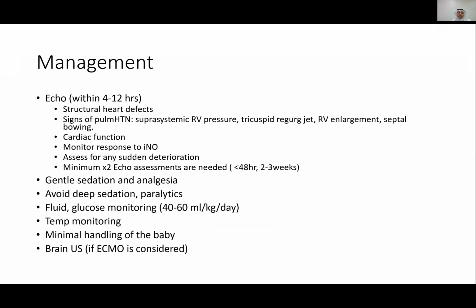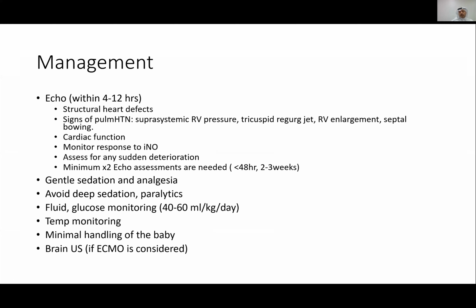So back to management. It is important to get an echo within 4 to 12 hours of life. The reason to do an echo is to look for any structural cardiac defects. You look at signs of pulmonary hypertension, and these are usually suprasystemic right ventricular pressure. You look at tricuspid regurgitation, right ventricular enlargement, and septal bowing. These are secondary signs that can tell you that there is significant pulmonary hypertension here. You also evaluate cardiac function.